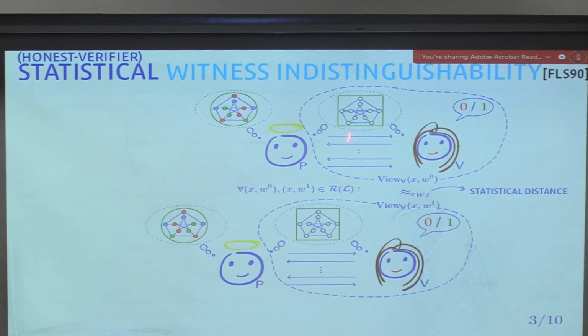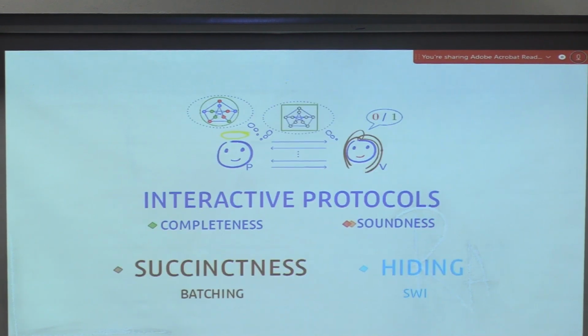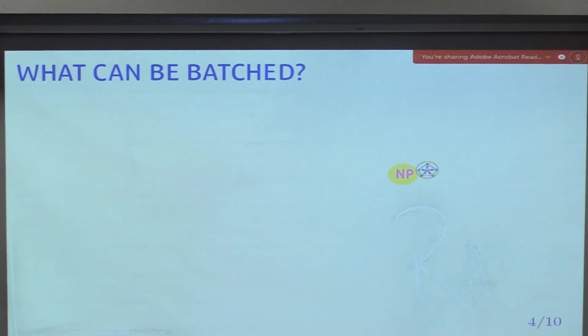So going back to the previous example, the views when you use one coloring and another coloring should be statistically close. So WI becomes trivial when the prover is unbounded. Does anyone see why? Right, exactly. You can send the first witness, and it's WI, but it's not zero knowledge. Okay. So these were the two notions we are interested in.